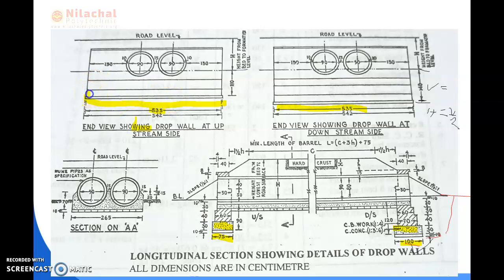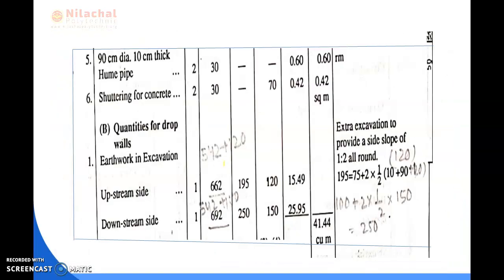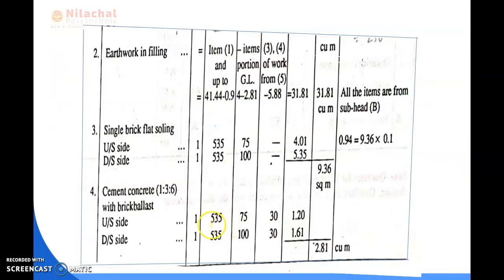The cement concrete proceeds from this point to this point. So the cement concrete length provided is 1 number for the upstream side and 1 number for the downstream side, with length 535 for both. Breadth is 75, as already shown, and the downstream side breadth is 100. Then thickness is 30 for both the downstream side and the upstream side.